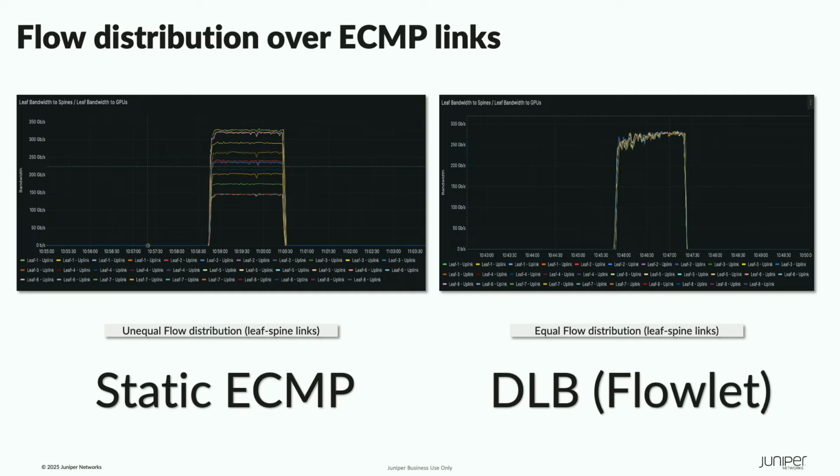And pictorially, this is a graph that shows how much traffic was going on all the paths between leaf and spines. As you can see, static ECMP was a random distribution. Some links were highly utilized, some were not. Whereas in DLB flowlet, you see all the links are fairly utilized, and that explains the performance predictability. The packet spray also looked exactly the same, indistinguishable. That's why I don't show it, but that's how it looked.